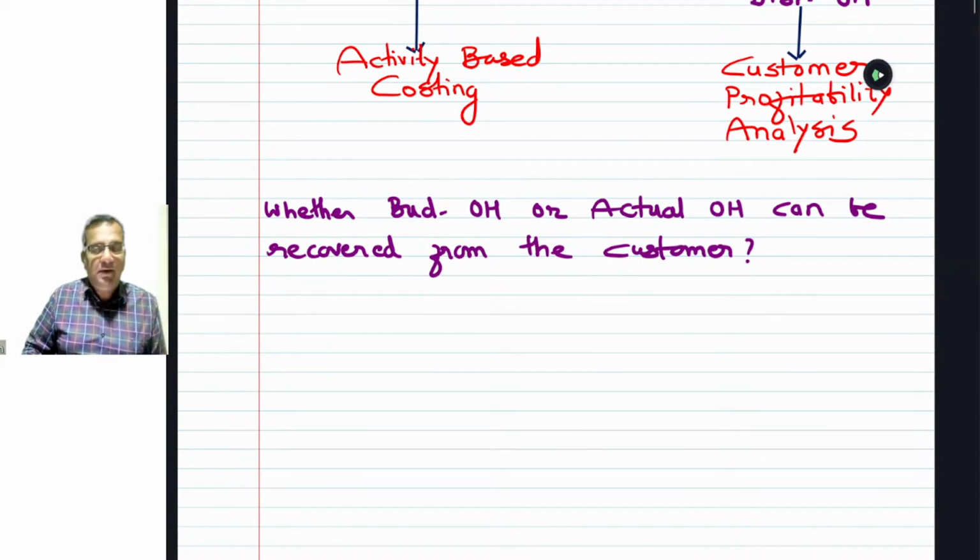Only and only budgeted overhead can be recovered from the customer, comma, there is no exception to this rule. There is no exception to this rule.